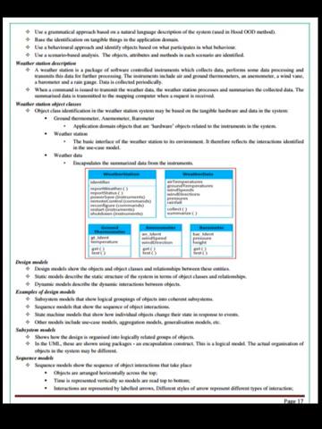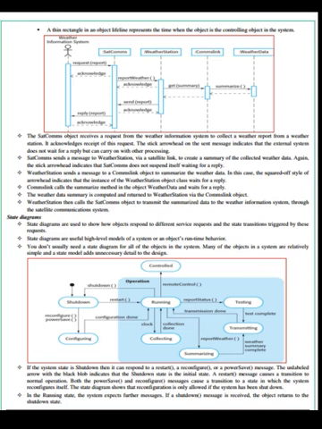Sequence models. Sequence models show the sequence of object interactions that take place. Objects are arranged horizontally across the top. Time is represented vertically, so models are read top to bottom. Interactions are represented by labeled arrows. Different styles of arrow represent different types of interaction. A thin rectangle is an object lifeline, which represents the time when the object is the controlling object in the system.